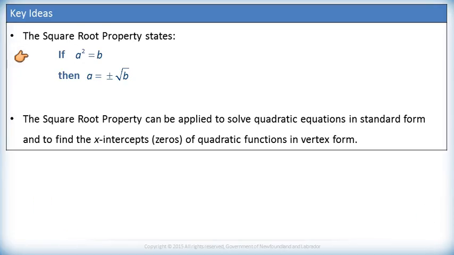To summarize, the square root property states if a squared equals b, then a equals plus or minus root b, and the square root property can be applied to solve quadratic equations in standard form and to find the x-intercepts of quadratic functions in vertex form.